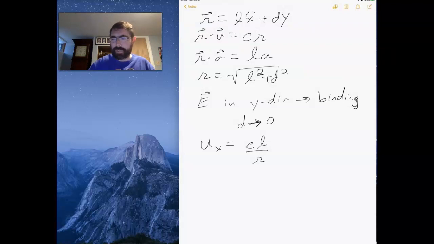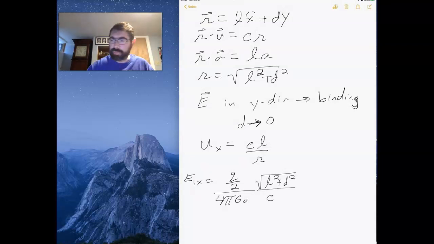And so now if we put all this together, the electric field from charge number 1 in the x direction is q over 2 over 4 pi epsilon naught, square root L squared plus D squared over cR cubed, times c squared plus LA, times cL over R minus cRA.